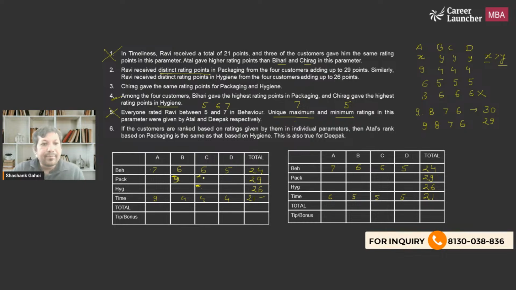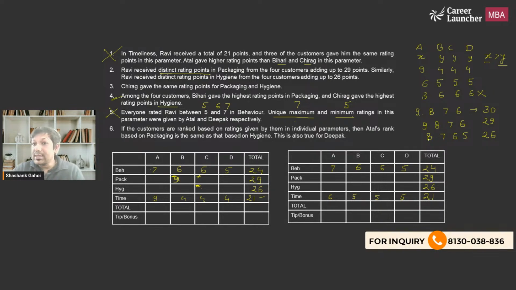So this value cannot be 9. So the maximum possible value of this is 8. Now the sum of four numbers is 26. Okay. So I can start with 8. 8 plus 7, 15. 15 plus 6, 21. 21 plus 5, 26. Okay.